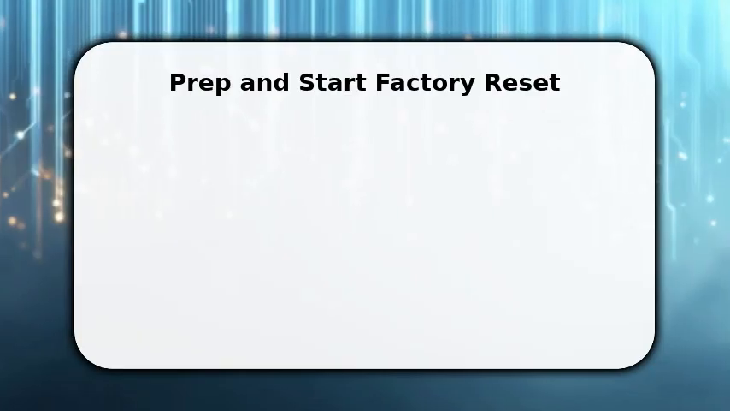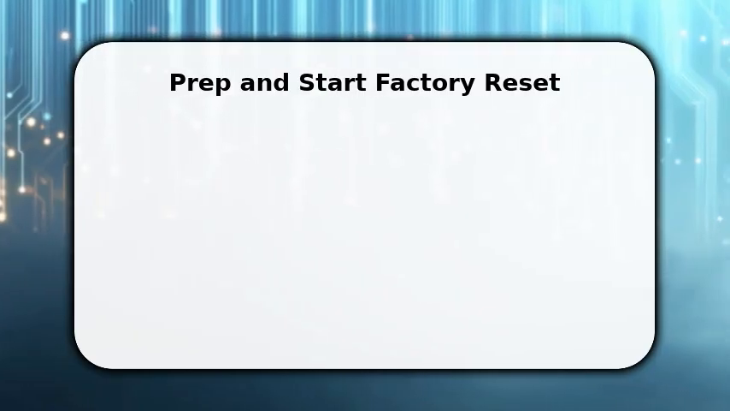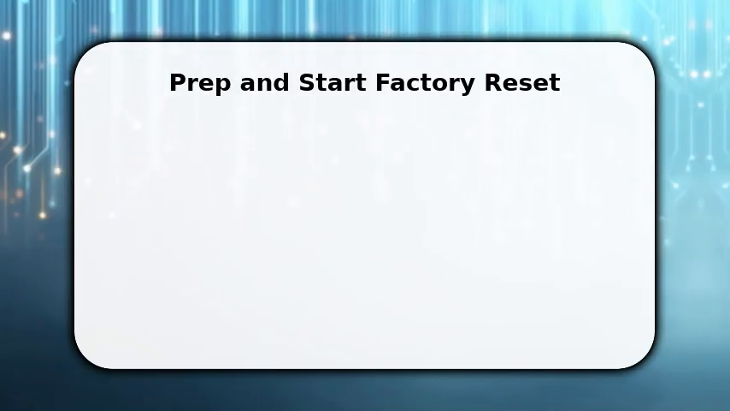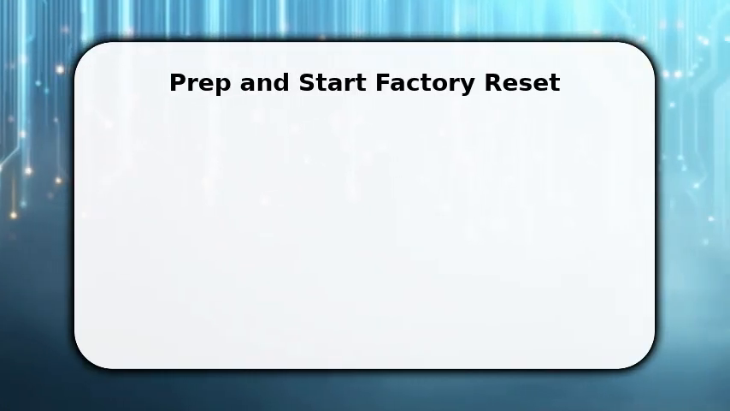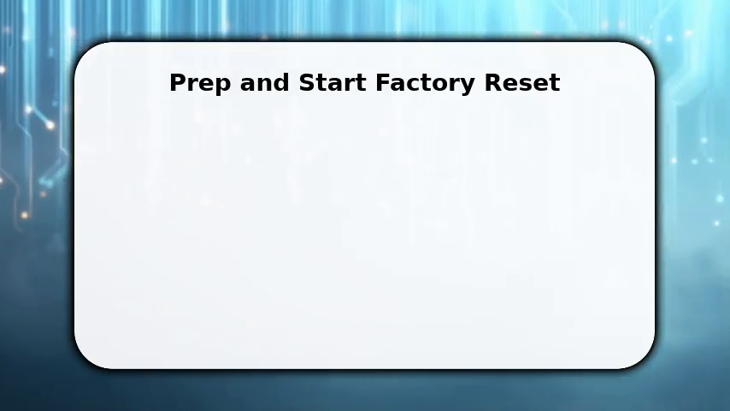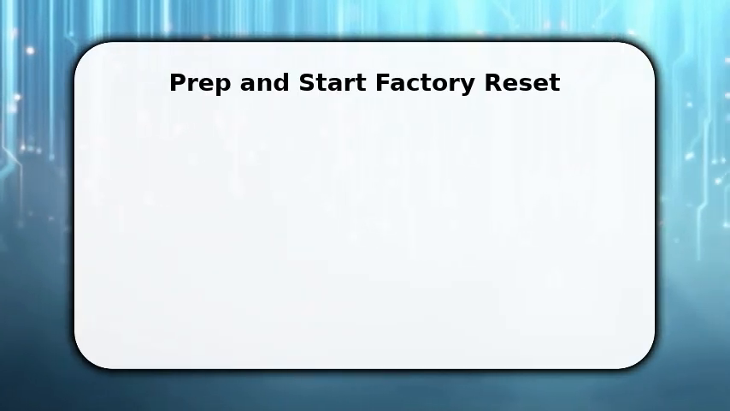Enjoy the video. You start by securing your data and access. First, back up your Google account, photos, and any files to cloud or to a PC. This avoids permanent loss. Once done, make sure the battery is above 50% and connect to Wi-Fi so downloads complete. You need your Google account username and password for post-reset activation.